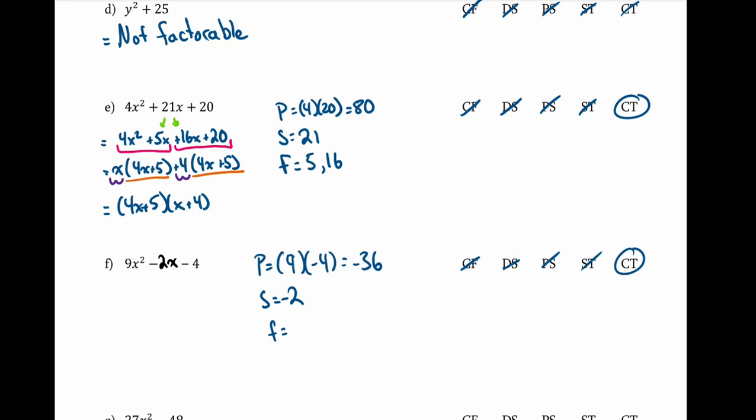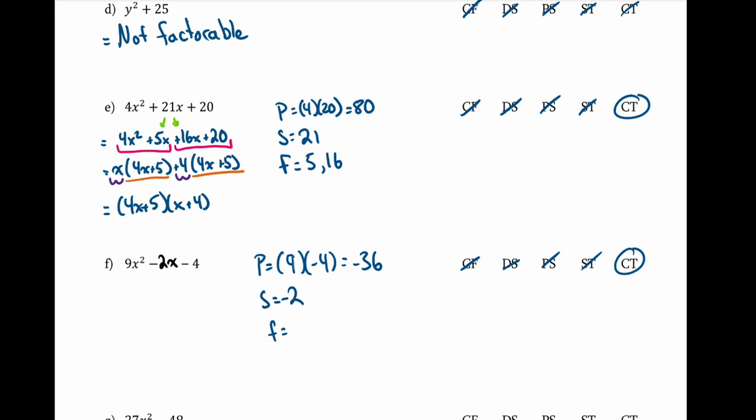6 doesn't work because it would cancel out. 12 and 3 don't work. 9 and 4 don't work. So again, there's no easy way to come up with the factors. You kind of just have to play around with it. You may be able to recognize some factors right off the bat.